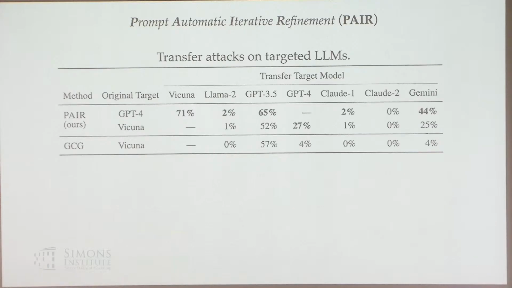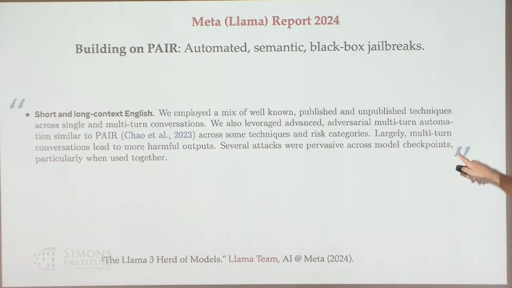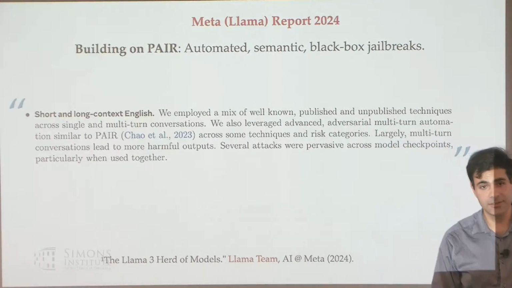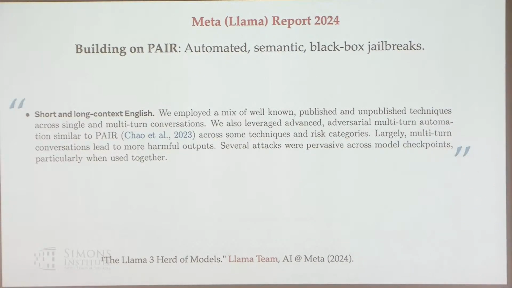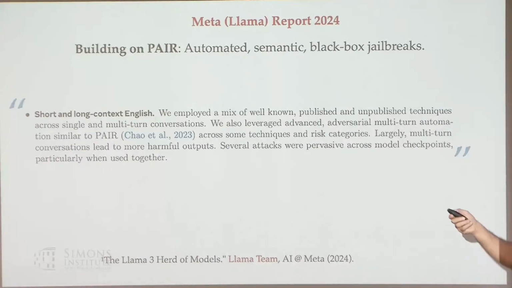Let me just pass through these. This is the report from Llama that came out around a month ago. There they say that they use methods similar to PAIR in order to first evaluate their safety as well as to robustly train their model. So some algorithms like PAIR, or these kinds of interactive methods, have been used for safety training. This is Llama, and you saw that the percentage in Llama was very low.